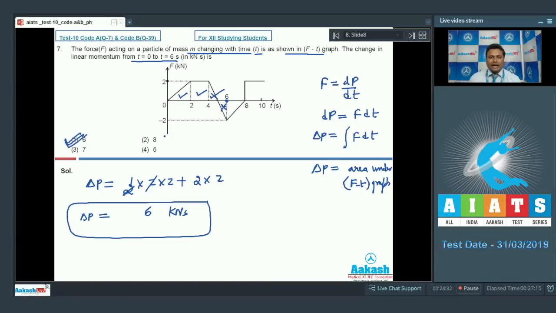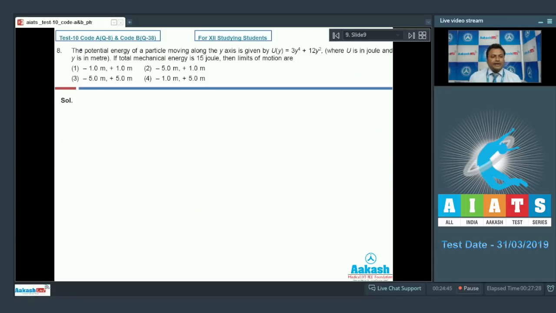Now let us proceed to the next question, that is question number 8. Here is question number 8. The potential energy of a particle moving along the y-axis is given by U equals 3y to the power 4 plus 12y square, where U is in joule and y is in meter. If the total mechanical energy is 15 joule, then what will be the limit of the motion? Limit of the motion means here limit of y position.